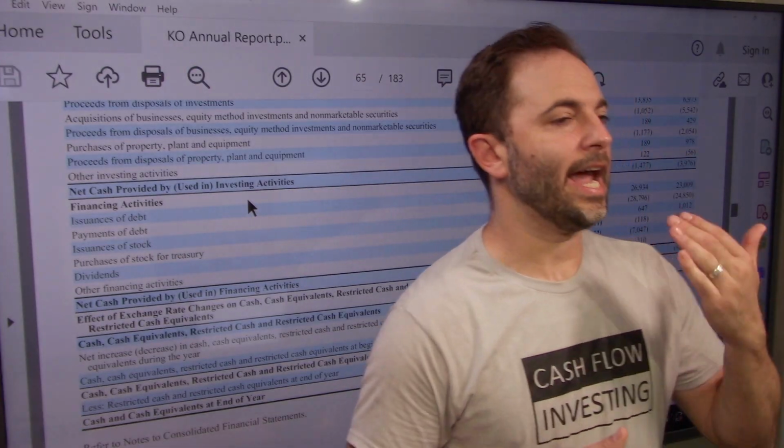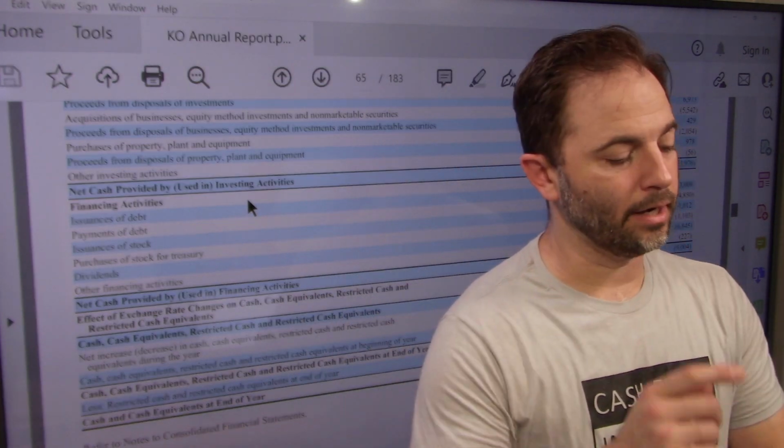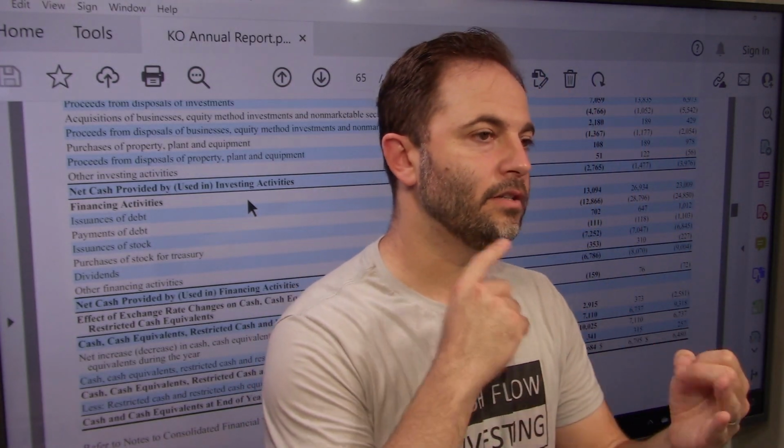Okay, the final section, cash flow from financing. In here, you're going to find issue and sale of stock, dividends, and debt payments.